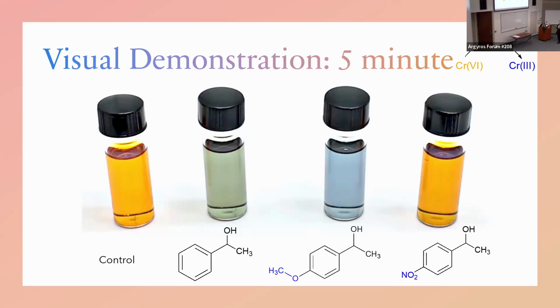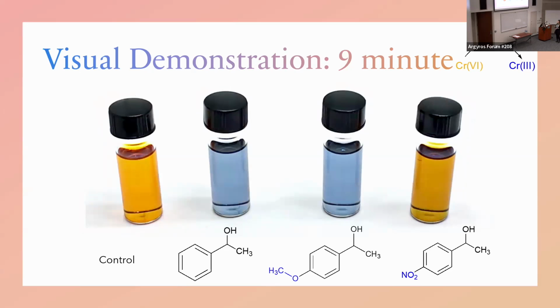And then the parent phenylethanol is sort of in the middle, a green color. And the para-nitro one didn't change color at all. And around 9 minutes, both our phenylethanol and the para-methoxy one have already changed their color all the way from orange to blue. And then the para-nitro still didn't have much color change.